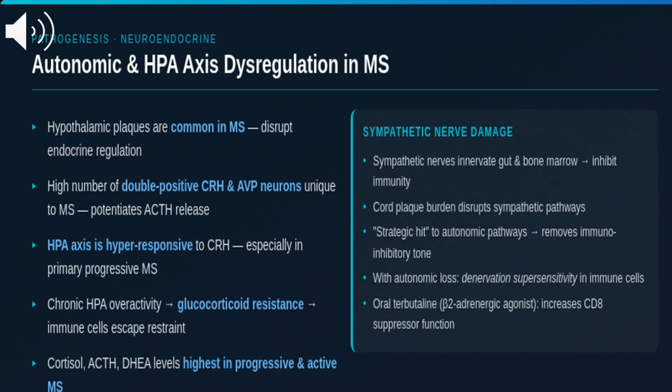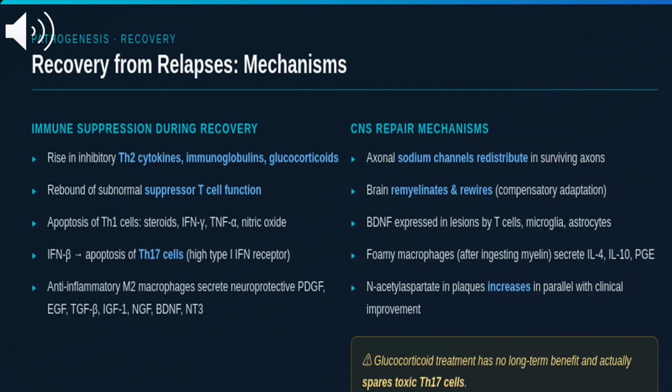Oral terbutaline, a beta-2 adrenergic agonist, increases CD8 suppressor function and may have therapeutic potential in progressive disease, work currently being explored. Understanding how relapses resolve is as important as understanding how they start, because the recovery mechanisms inform both prognosis and therapy. On the immune suppression side, recovery is characterized by a rise in inhibitory T2 cytokines, IL-4, IL-10, IL-13, alongside increasing immunoglobulin levels and glucocorticoid activity.